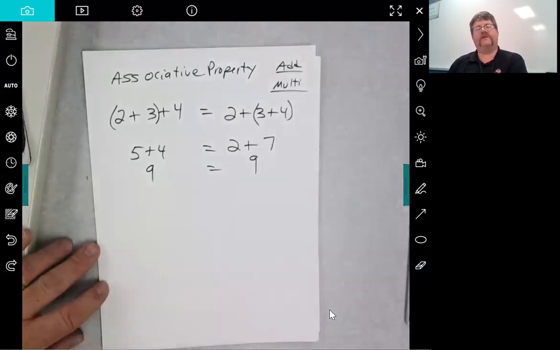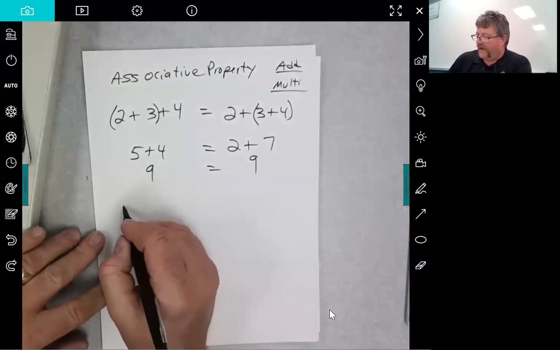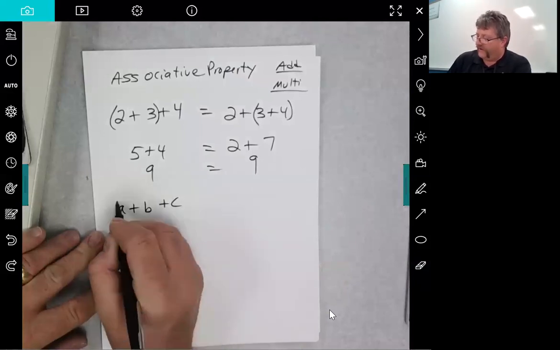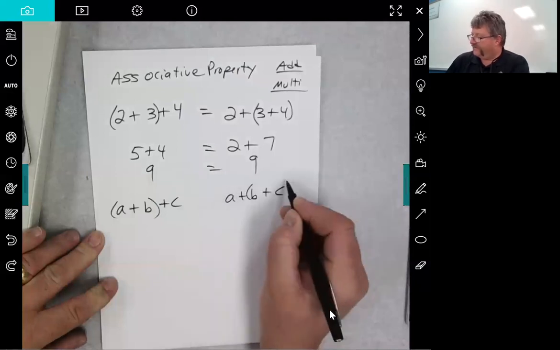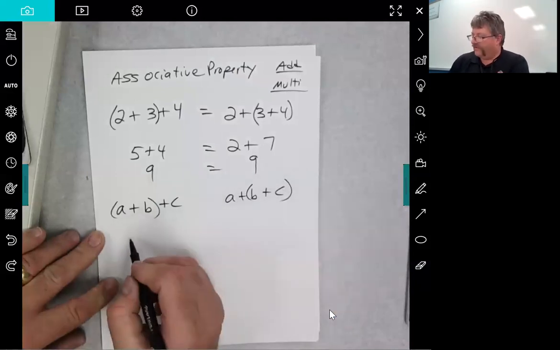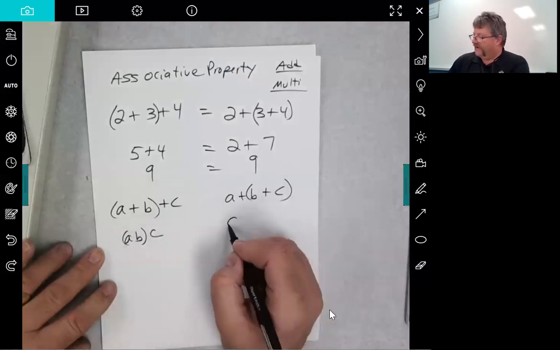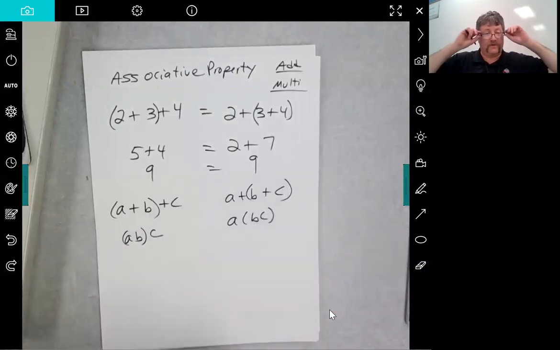All right, so the associative property says I can group things any way I want as long as it's addition or multiplication. So some A plus B plus C, whether I group it this way or whether I group it this way, doesn't matter. Multiplication also. I could take A times B and then times C, or I could do B times C first and then times A. It doesn't matter. Same value. Okay, all good there?